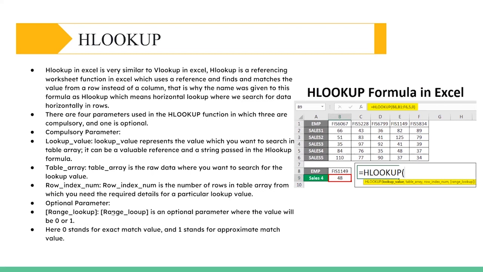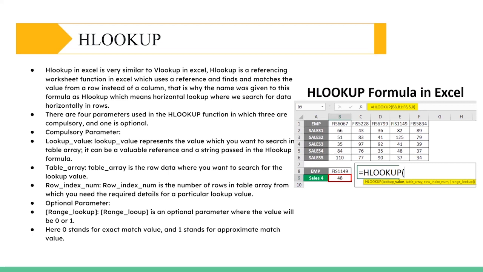Now the optional parameter, we have 0 and 1, where 1 stands for approximate value and 0 stands for exact value. And like I said earlier, for VLookup, 1 is very rarely used. Like 99% of the cases, you won't use 1, you will use 0. But yeah, you should know that wherever you see 1 in VLookup or HLookup, it means that the match is approximate and not exact.